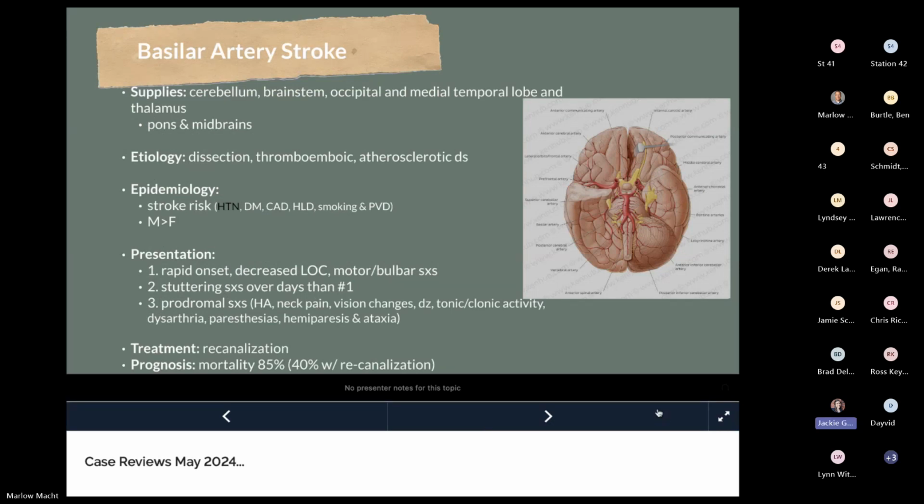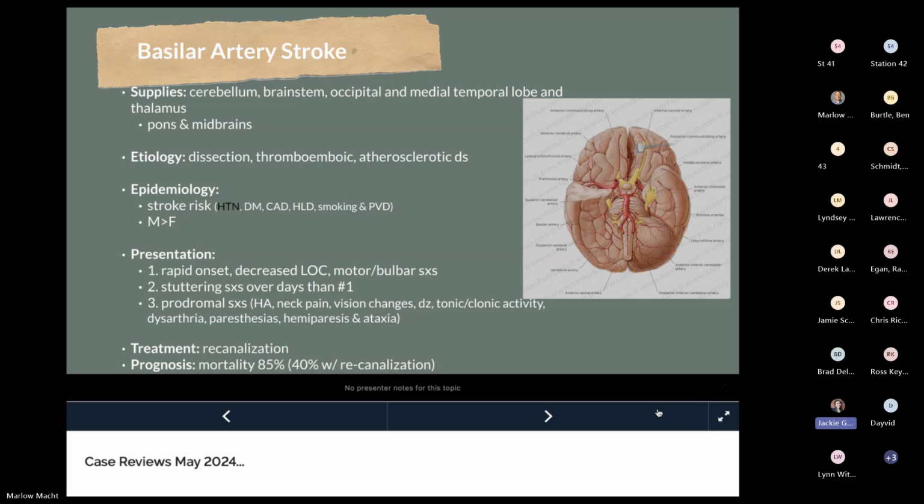So this is a case of a basilar artery stroke, which can be very difficult to find, and they're pretty rare. Some sources say that they occur 1% of the time, and some sources say they occur up to 5% of the time, and oftentimes found post-mortem.